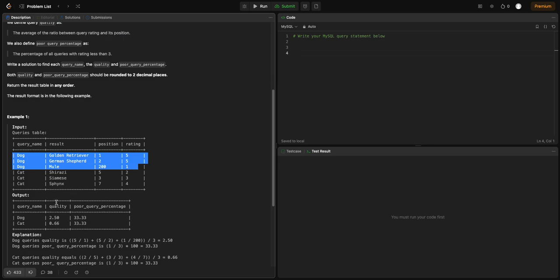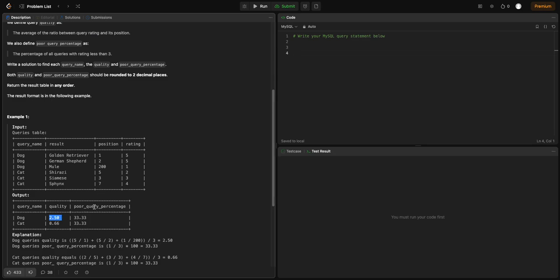The metric quality is defined as the average of the ratio between rating and position. So if we perform 5 divided by 1, plus 5 divided by 2, plus 1 divided by 200, and that result divided by 3, we would get 2.5.